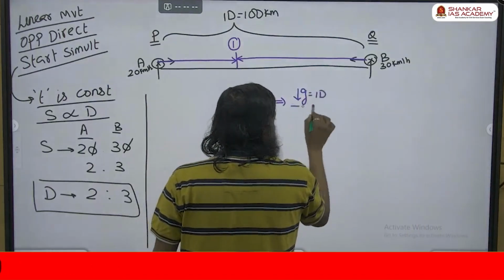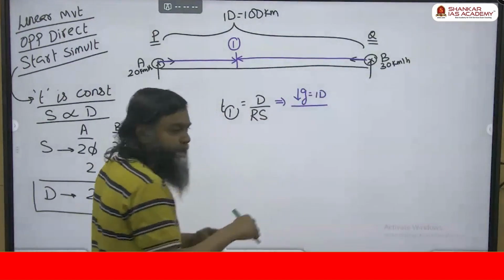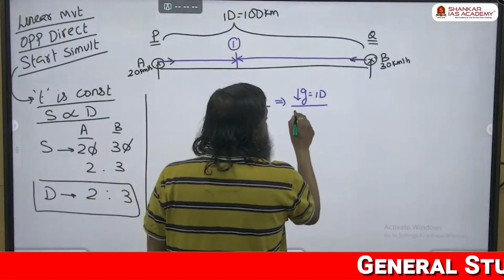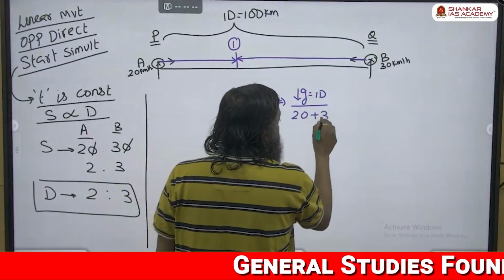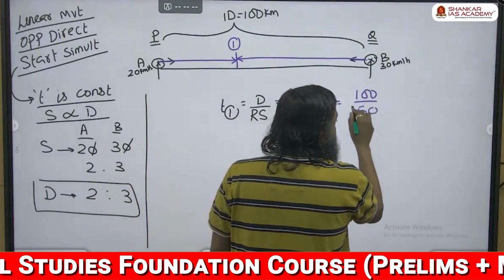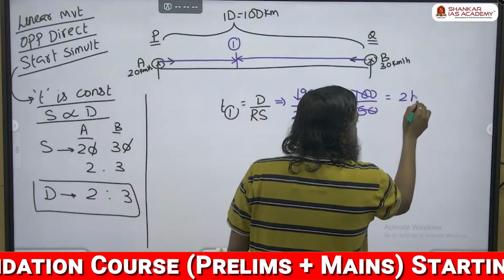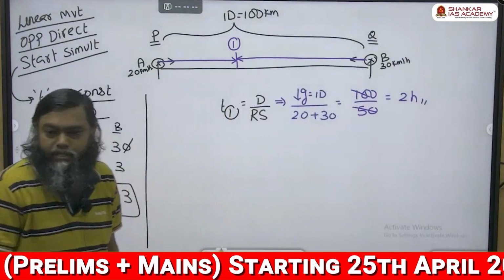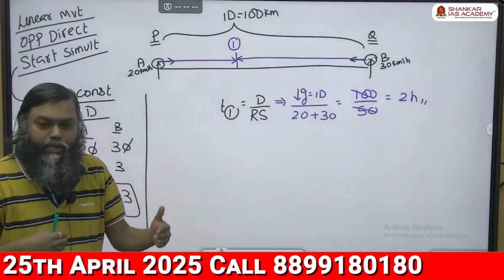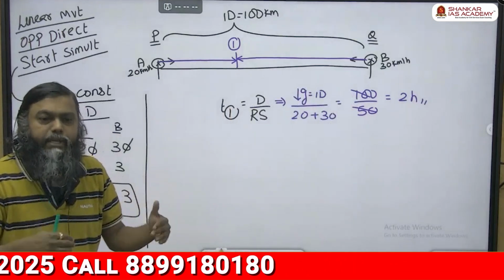It is a 1D distance. Now, relative speed: are they traveling in the same direction or the opposite direction? Opposite means the sum of the speeds. So 100 by 50, that means how many hours? What is the meaning of 2 hours? In 2 hours after the starting point, A and B are meeting.